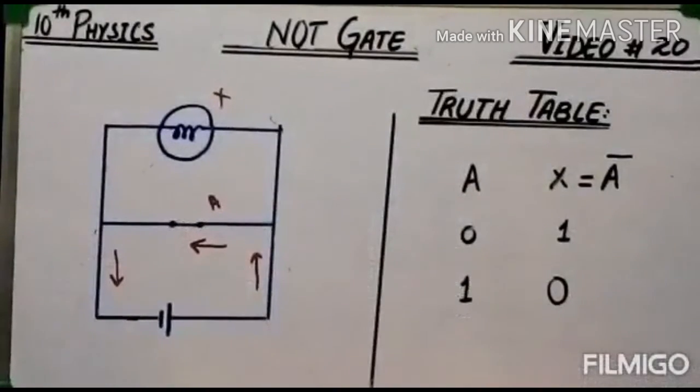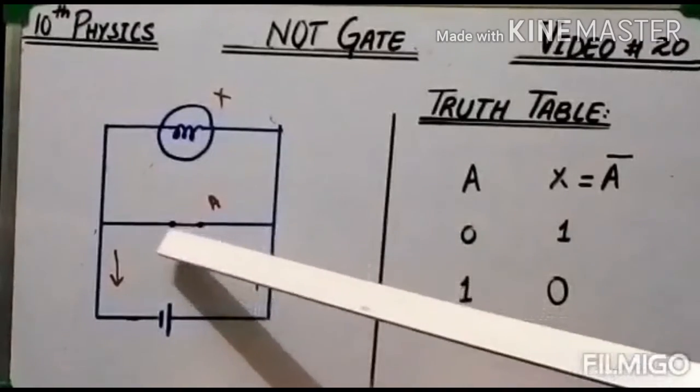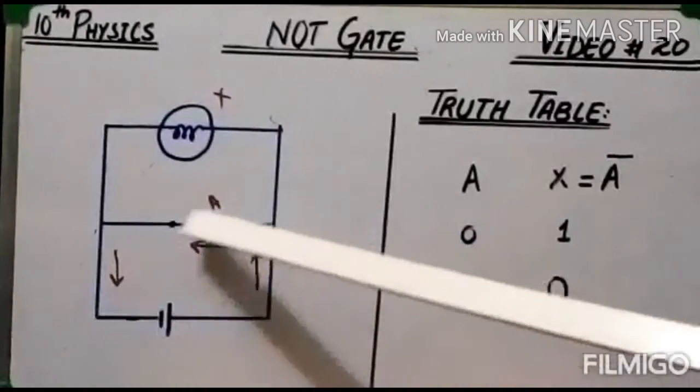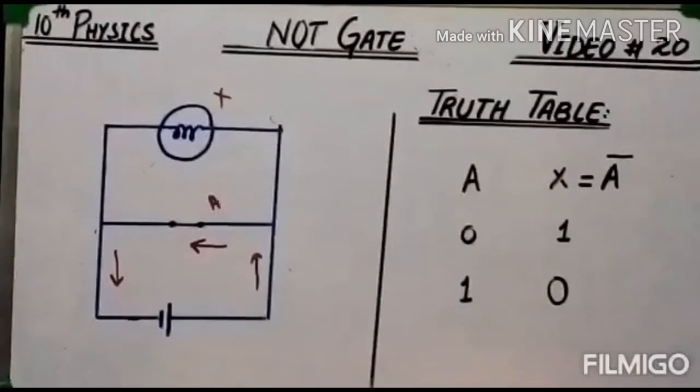So I have a question for you. If you have two different ways to do anything, one is the easy path, the other one is the difficult one, where will you go? Obviously the majority will go through the easy path. So the same is the case with the current. The current will also go through the path which has zero resistance. Now the current will be flowing like this. See, no current is passing through the bulb and the bulb will not glow. So when the input is 1, the bulb will not glow.